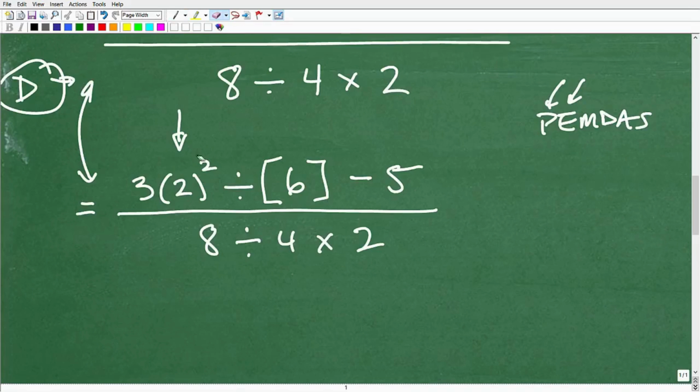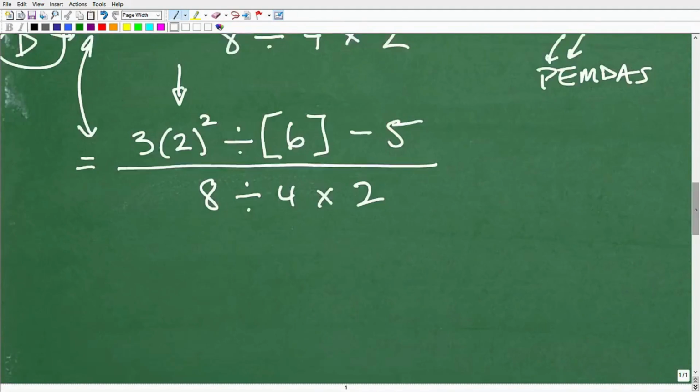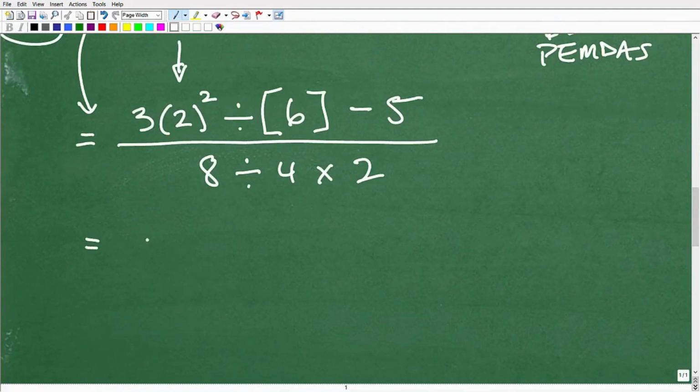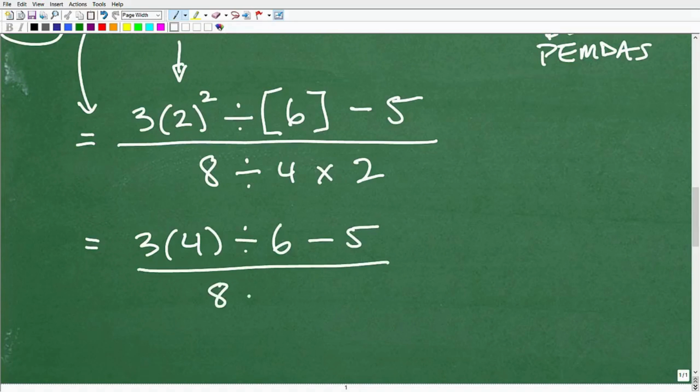We have to go 2 squared, which is what? 2 times 2. So that's going to be 4. So let's just walk it down like this. 3 times 4 divided by, now we could just drop these brackets here. It's a little redundant. There's nothing more to do here. Divided by 6 minus 5 over 8 divided by 4 times 2. Okay, so we did our exponent.